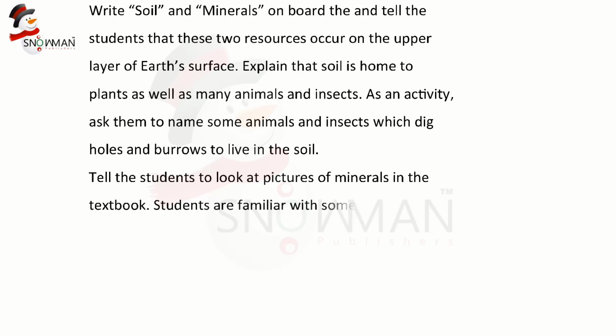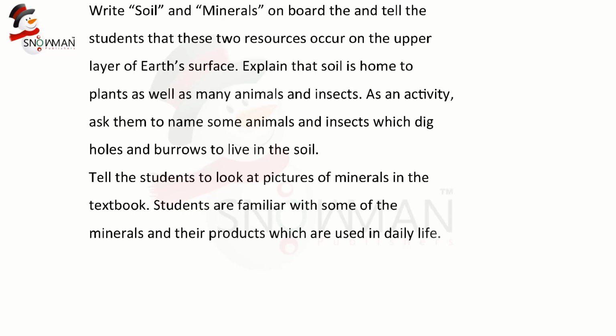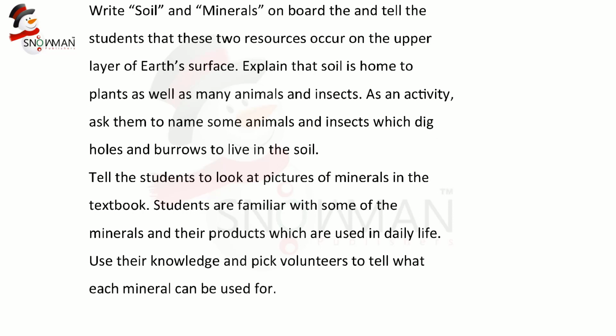Students are familiar with some of the minerals and their products which are used in daily life. Use their knowledge and pick volunteers to tell what each mineral can be used for. Ask a student to read out the section on minerals from the textbook while the other students follow in their own textbooks. Ask the students to look at pictures of fossils in their textbook and tell what they understand by it.